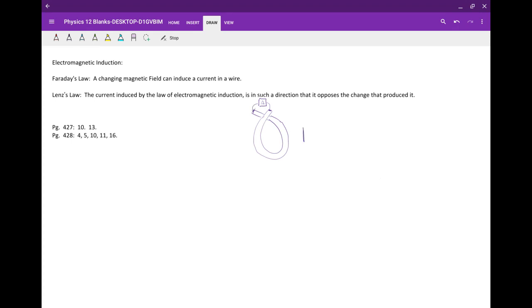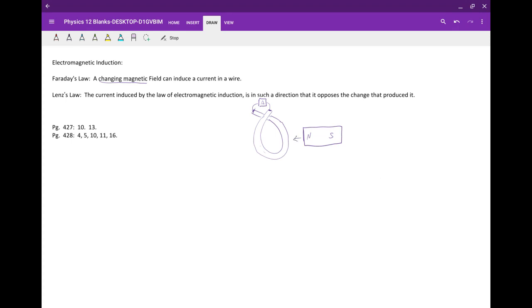Now, if I've got a magnet here, and let's just say that this is north and that's south, what's going to end up happening is nothing until this magnet actually starts to move, because it has to be a changing magnetic field. So when the magnetic field is stationary, it's not changing, right? So therefore, nothing happens until I move this.